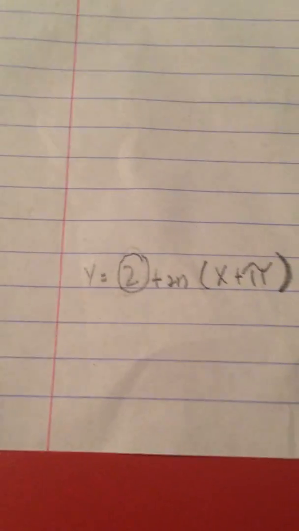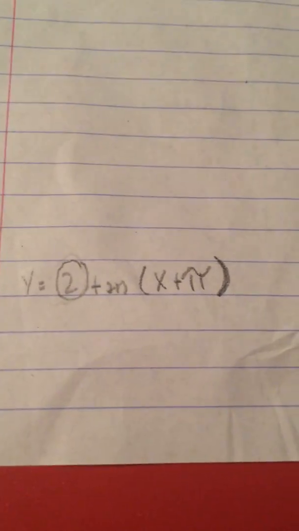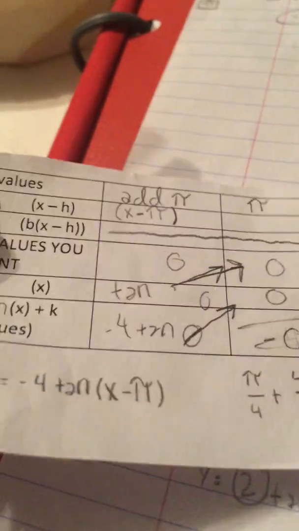Let's graph this equation: y equals 2 tan(x + pi). So, let's get started with some given x values. You can see in tangent functions, your given x values start with 0, pi divided by 4, pi divided by 2, 3 pi divided by 4, and pi. Along with that, you're also given a set of tangent values, which is 0, 1, undefined, -1, and 0.